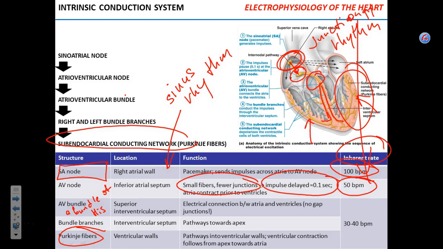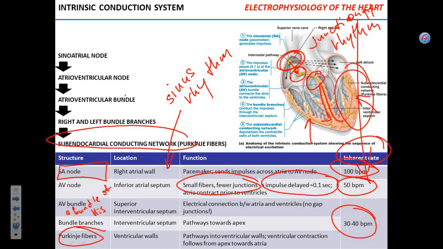Now, the bundle of His, bundle branches, and Purkinje fibers all have inherent rate of 30 to 40 beats per minute. Are we clear? So the pathway is SA node to AV node to AV bundle to the bundle branches to the Purkinje fibers.